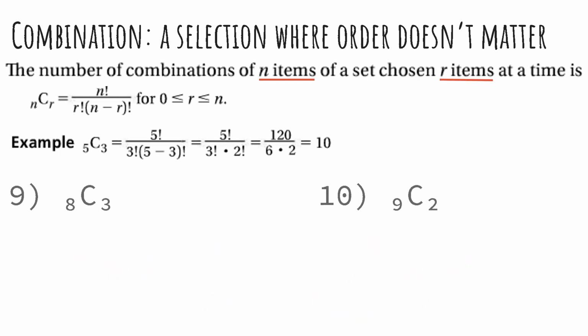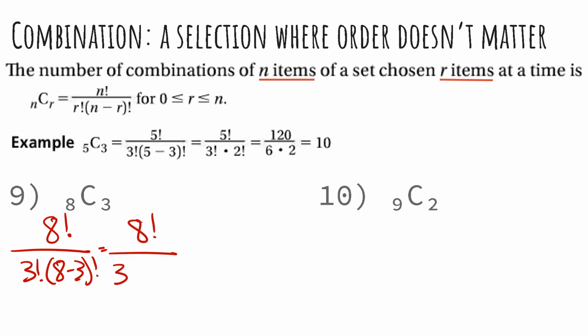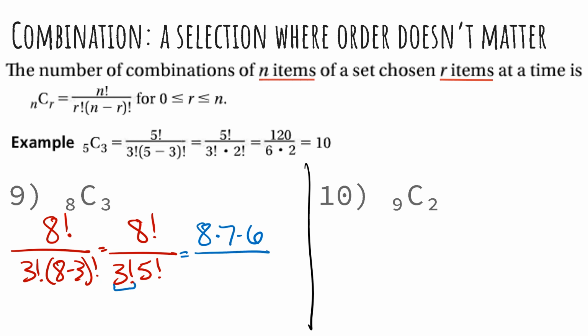Alright, so I want you to try the next two. Alright, so number 9 it'll be 8 factorial over 3 factorial times 8 minus 3 factorial. So 8 factorial over 3 times 5 factorial. So what's going to cancel is, try to cancel the biggest one. So it'll be 8 times 7 times 6. So I'm going to cancel everything less than 5 and just have the 3 factorial. So 3 times 2 times 1 in the bottom. So it should be 336 divided by 6, and you should get 56 for that one.